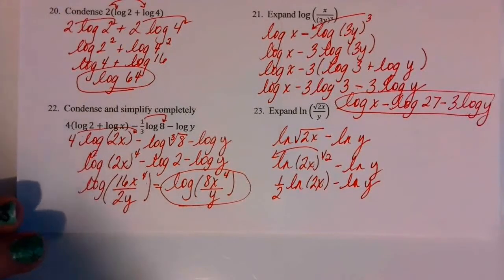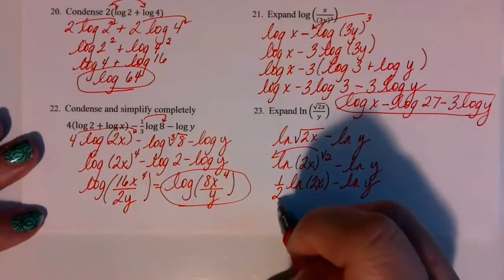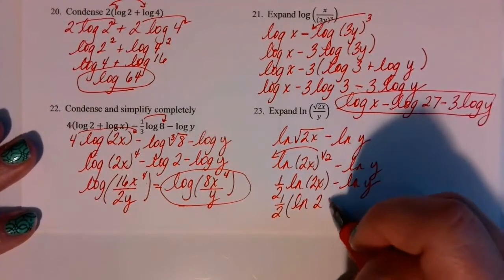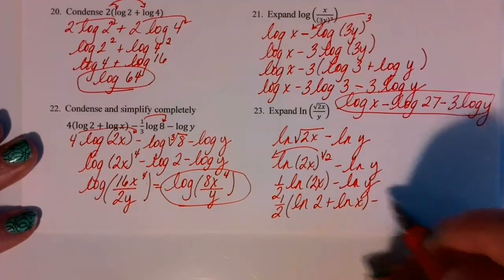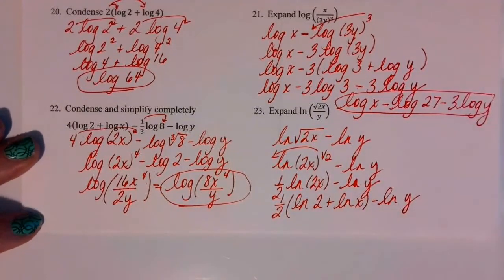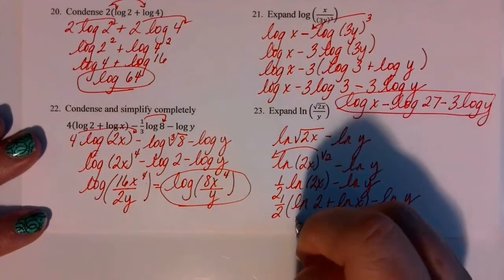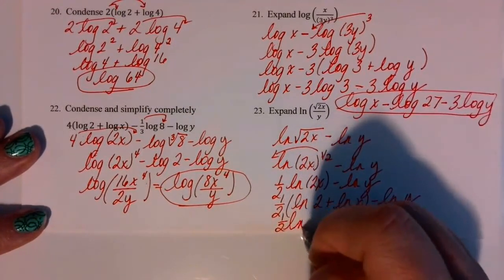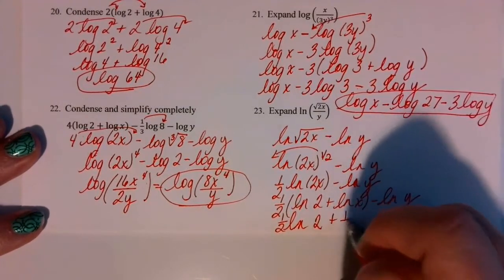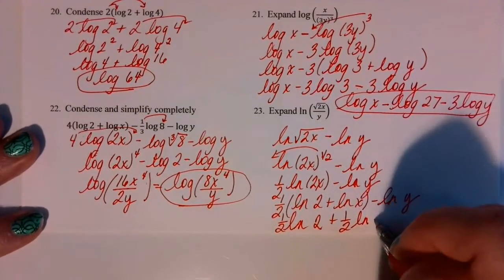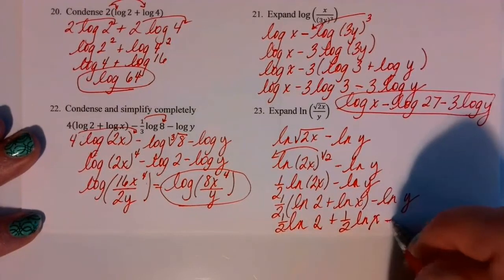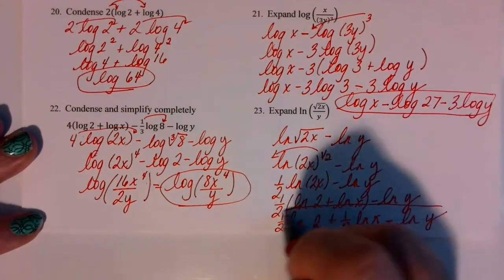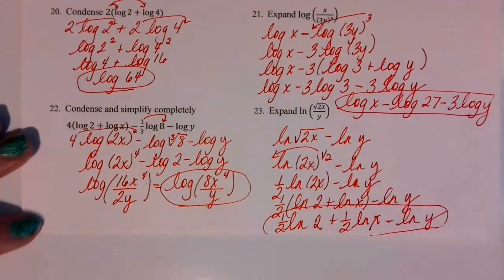Then we can use the product property to make this into the natural log of 2 plus the natural log of x minus the natural log of y, and then distribute, and we'll have a 1/2 natural log of 2 plus 1/2 natural log of x minus the natural log of y. And that would be expanded.